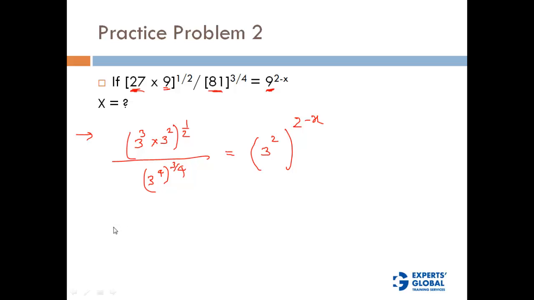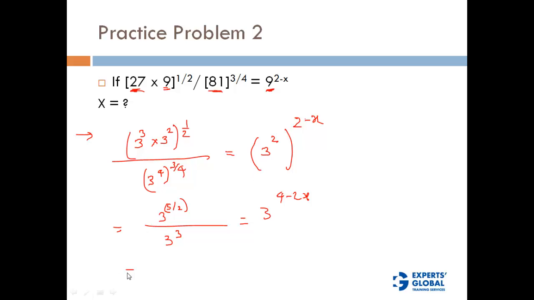Let's further simplify this. What do we have here? 3 raised to 2 into 3 raised to 3 into 3 raised to 2 is 3 raised to 5. So we get 3 raised to 5 into 1 by 2, so 3 raised to 5 by 2, divided by 3 raised to 4 into 3 by 4. So it's going to be 4 into 3 by 4, and we are going to get only 3 raised to 3. This is equal to, this is going to be straight multiplication. So this is 3 raised to 4 minus 2x, right? 2 into 2 minus x.